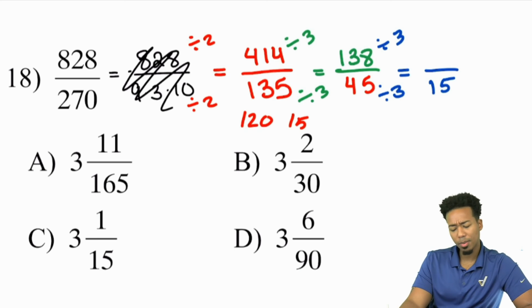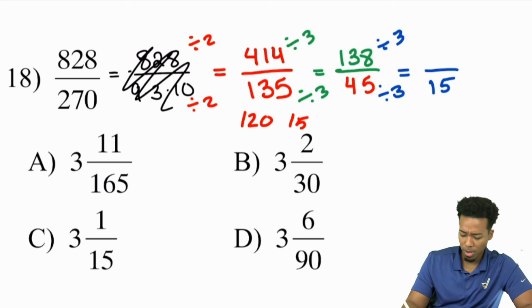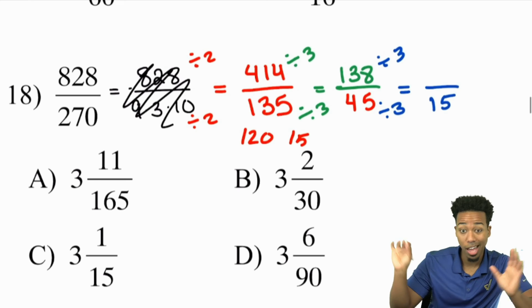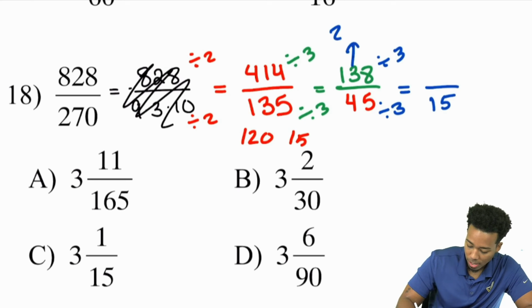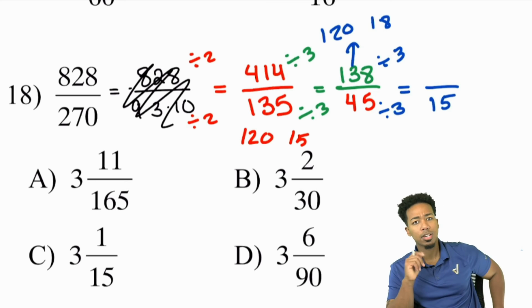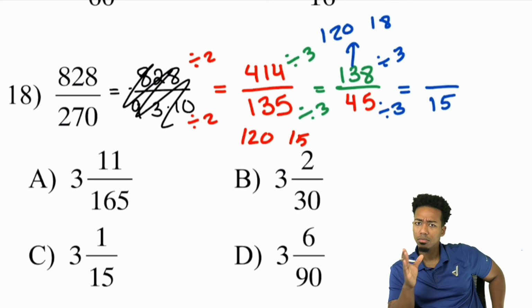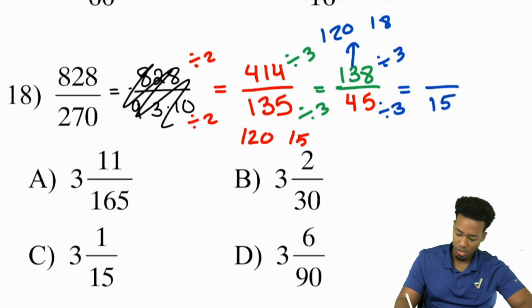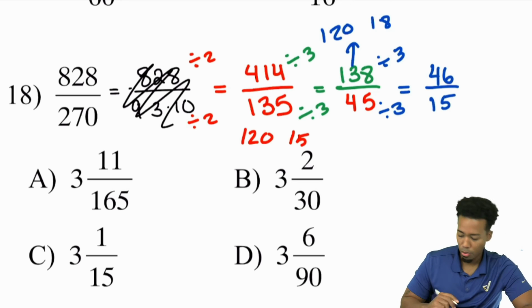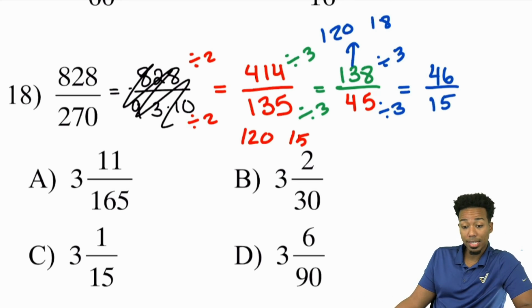Now, 138 divided by 3, what's that going to be? Well, use some mental math if you want to, or long division, not going to stop you. But 138 is 120 and 18. And I'm doing that because 120 is divisible by 3, that's 40. 18 divided by 3 is 6. 6 times 3 is 18. So I have 40 and I have 6. 46. Booyah.